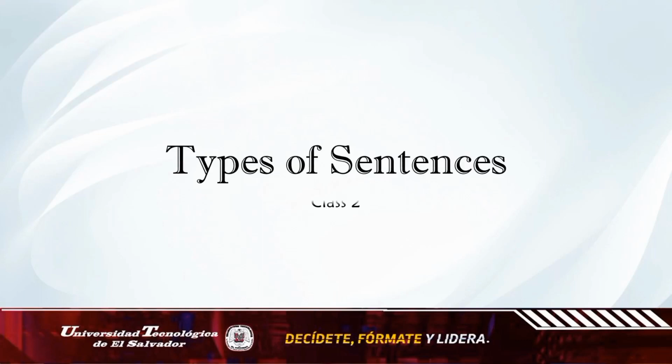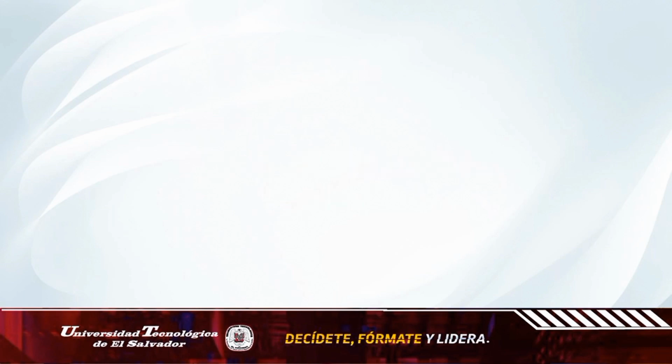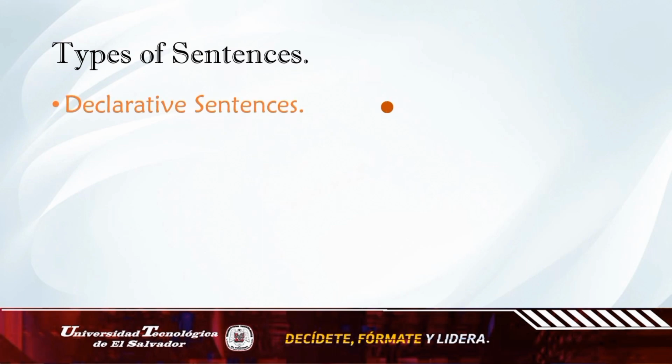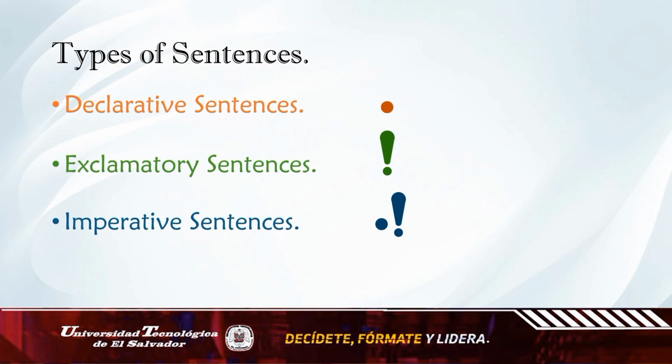Class 2, Types of Sentences. In the previous video, we explained the basic definition of a sentence. Now, we are going to explain the types of sentences in English, so let's get started. In English, there are 4 types of sentences, which are declarative sentences, exclamatory sentences, imperative sentences, and interrogative sentences.